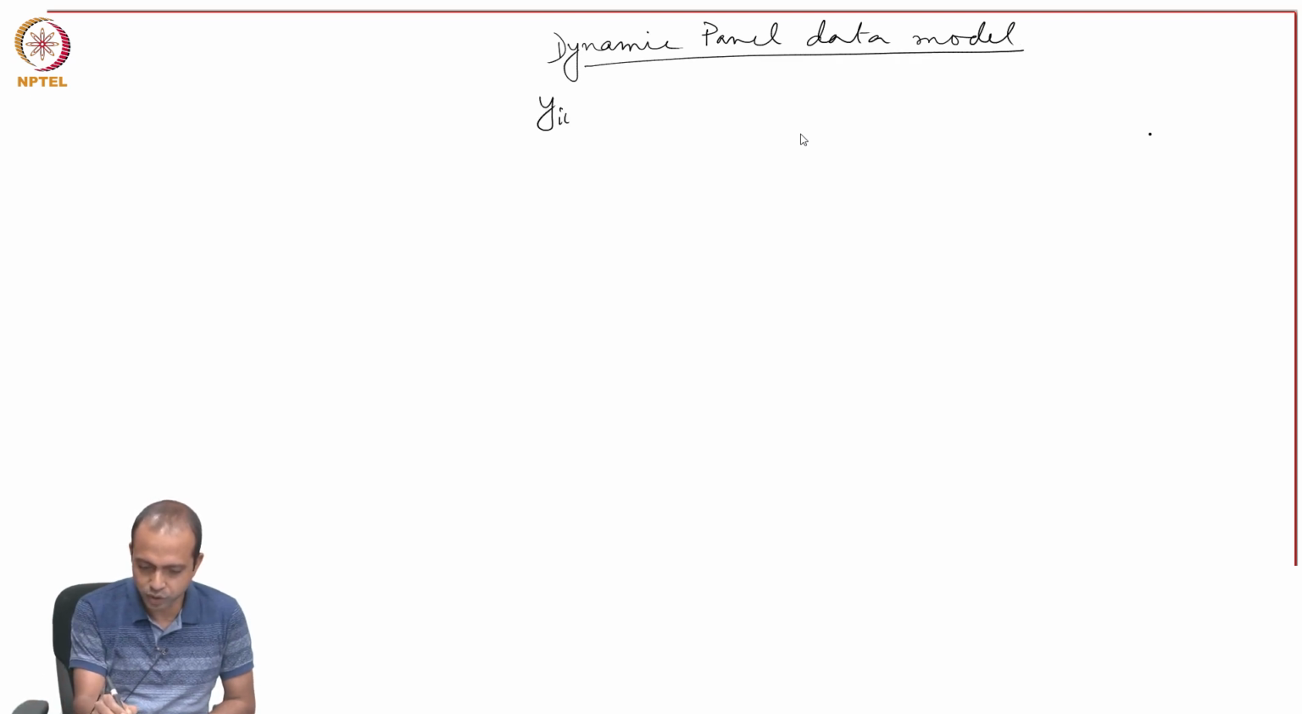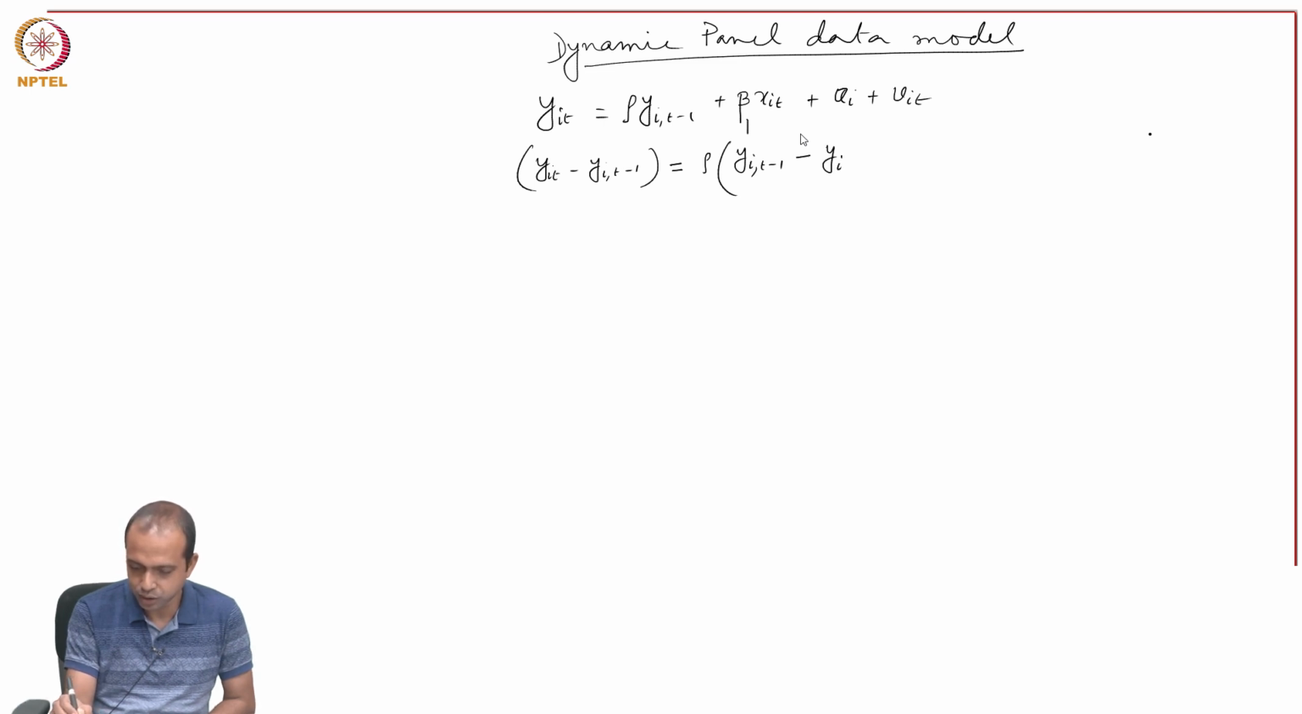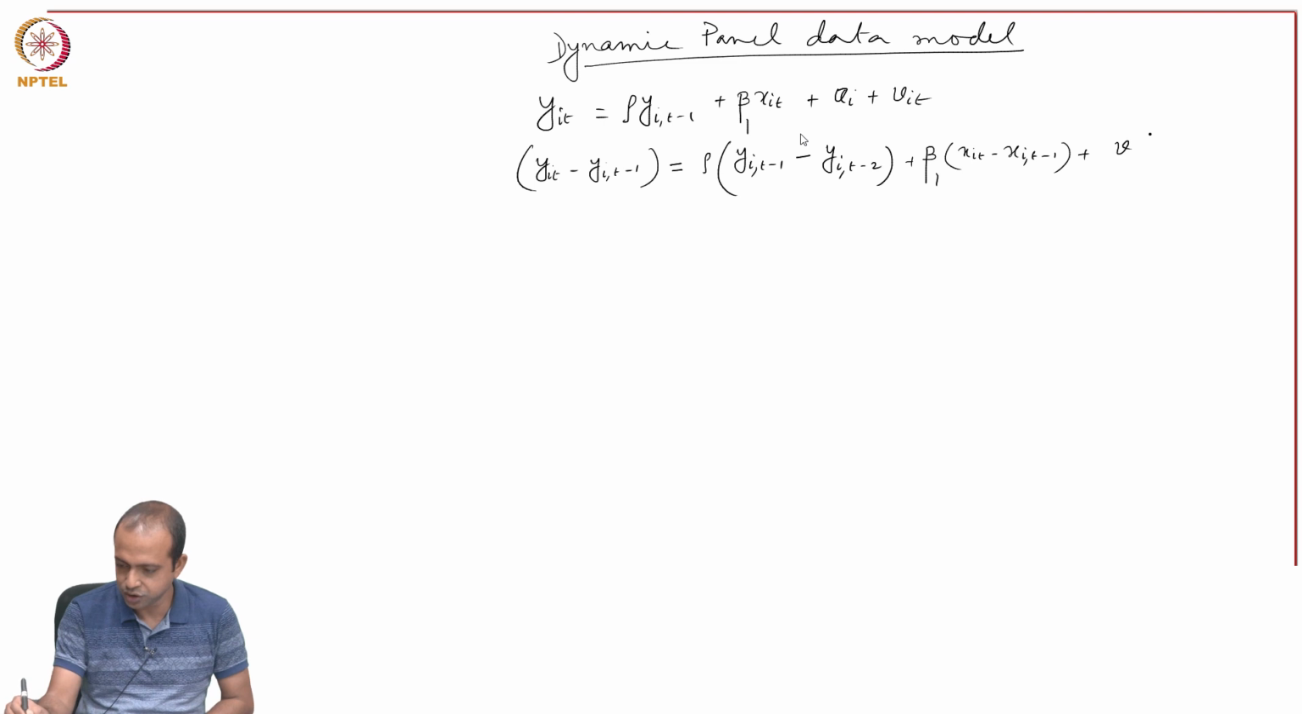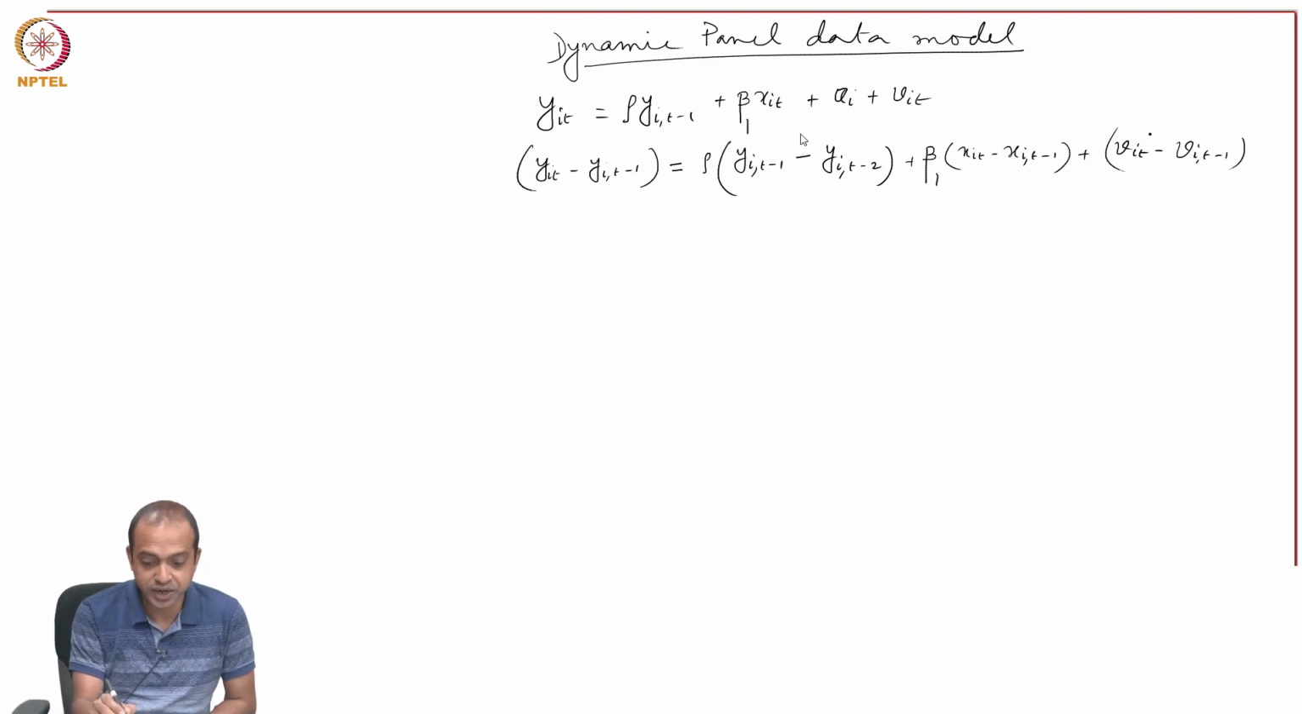And our variable was like this, Y_it equals rho Y_i,t-1 plus beta_1 X_it plus a_i plus v_it. And then we said that the estimation technique basically requires Y_it minus Y_i,t-1 equals rho (Y_i,t-1 minus Y_i,t-2) plus beta_1 (X_it minus X_i,t-1) plus v_it minus v_i,t-1. This is the first difference transformation. So Y_it minus Y_i,t-1 is called first difference transformation.